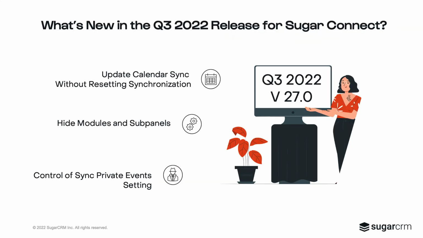Sugar's Q2 release is full of great feature enhancements for SugarConnect. I'll be covering each of the enhancements you see listed on the screen so you know what to anticipate when you upgrade. These include an update to calendar sync without resetting synchronization, the ability to hide modules and subpanels, and a new setting to help control the syncing of private events.